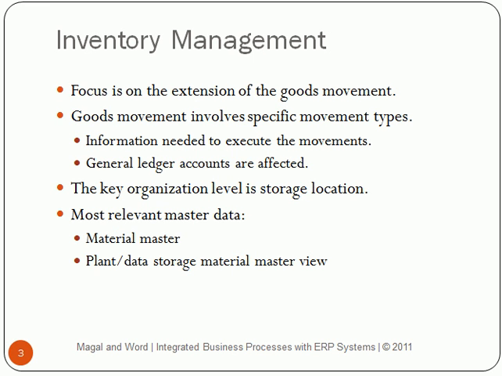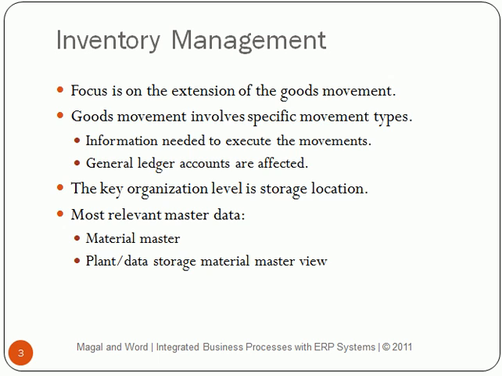So goods movement involves, as we said, creating an actual document, like a goods receipt, like a goods issue, but it also reflects on general ledger accounts. Either I increase the inventory or I decrease inventory. So it has to reflect on my assets because of that movement.